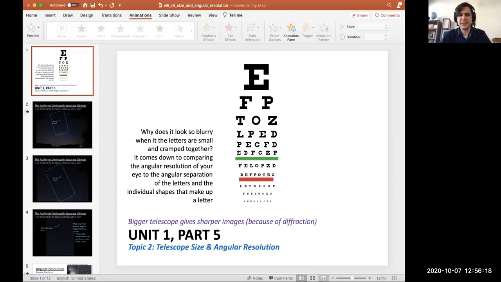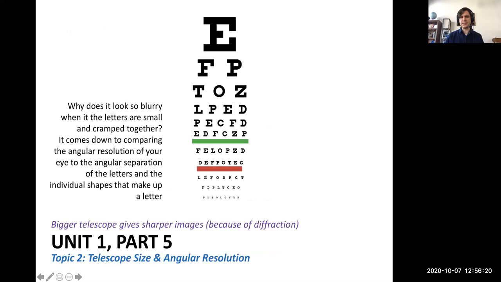So what is angular resolution? Well, let's go ahead and get our slides up and start going through and see if we can make sense of this deceptively simple concept. Sounds confusing at first, but once you get the hang of it, it starts making sense.